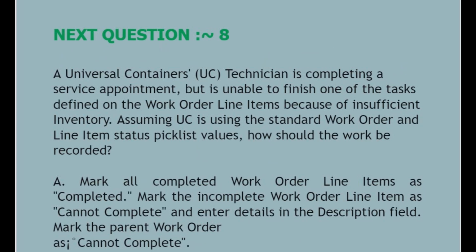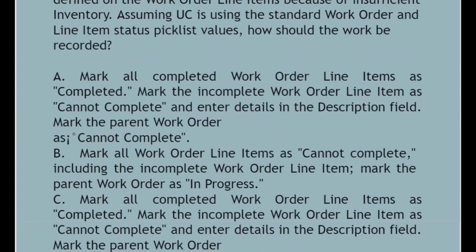Question is, a Universal Containers UC technician is completing a service appointment but is unable to finish one of the tasks defined on the work order line items because of insufficient inventory. Assuming UC is using the standard work order and line items status picklist values, how should the work be recorded? Option A, mark all completed work order line items as completed. Mark the incomplete work order line item as cannot complete and enter details in the description field.